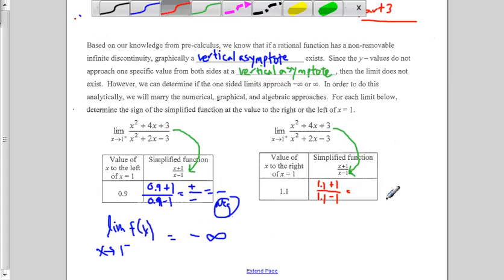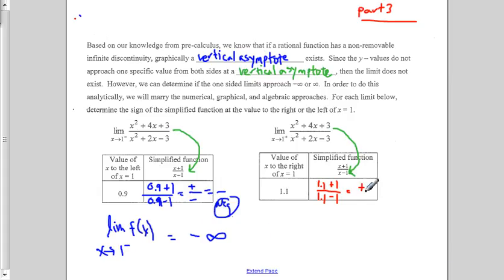And now let's check over here as I go from the right. It's going to be a positive over a positive, which again we know is going to be positive. So I know the limit of the function as x approaches 1 from the right must be positive infinity.